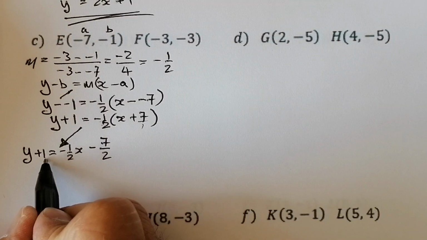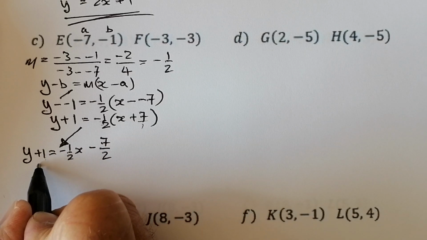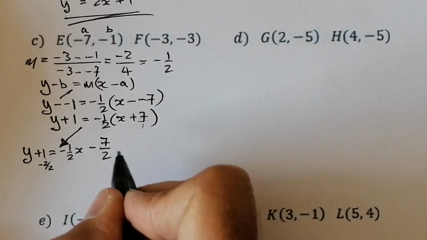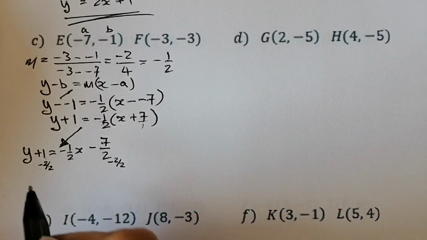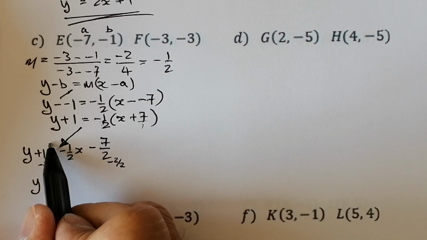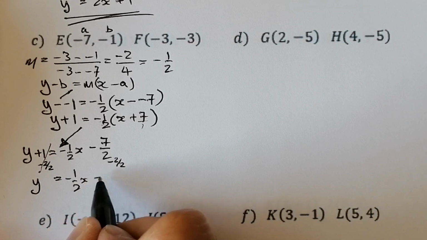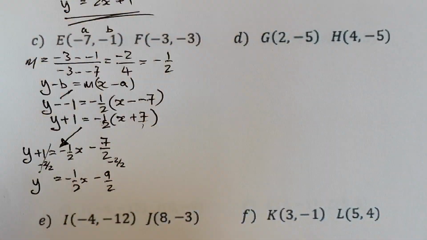Remember 1 over on this side, I'm going to have to take that over to the other side. So I'm going to take 1 away, but I'm going to think about it as 2 over 2. So I'm taking 2 over 2 away. And on this side, I'm going to take 2 over 2 away as well, or 2 halves. So that leaves me with y on this side because they get eliminated, and that leaves me with a half x minus, and I've got minus 9 over 2 sitting there. So that's one way to do it.